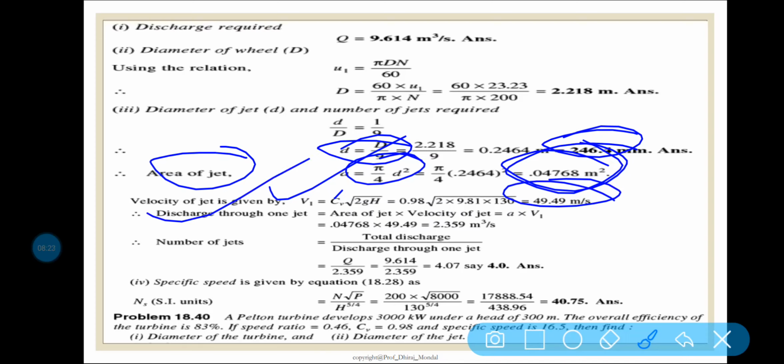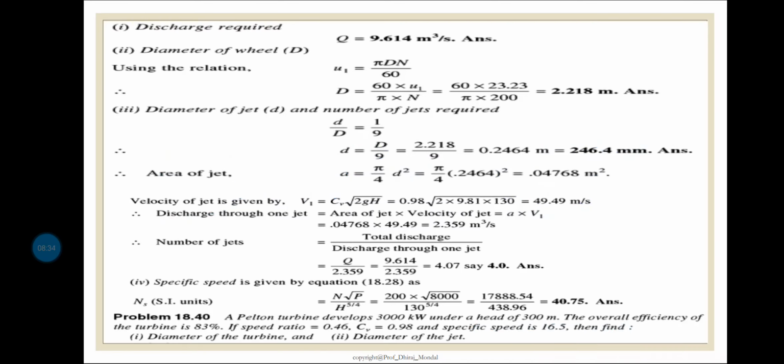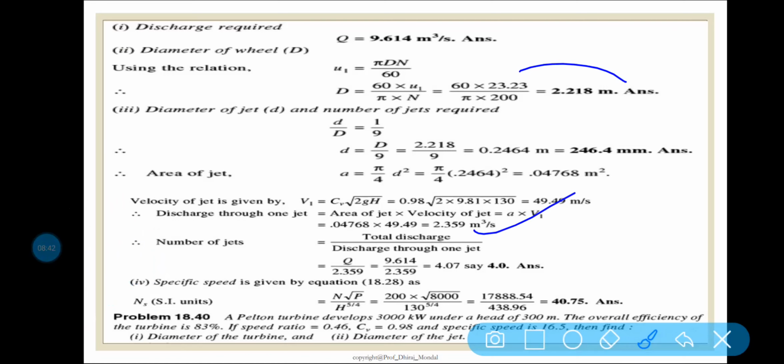Discharge through the jet is what? Area of the jet into velocity. So area of the jet already I have got, this is your area of the jet, and the velocity of the jet is what? V1. So V1 is already I have got in the previous slide. You can see V1 is equal to 2.3 meter per second. Clear? So previous slide I have got.